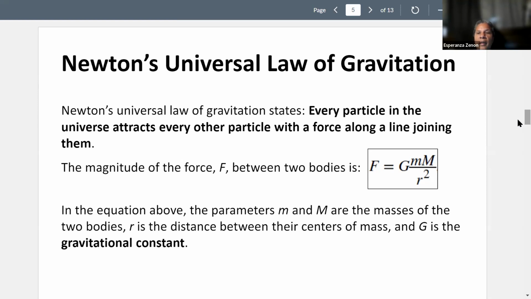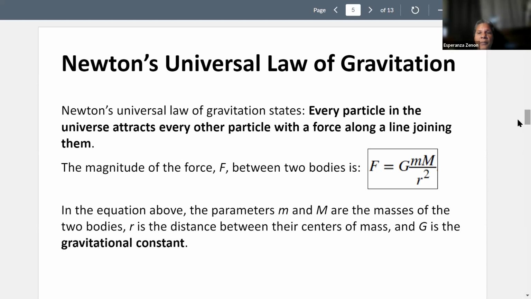So we'll look at the value of big G here momentarily, but this formula is extremely powerful because think about it. It doesn't matter what two objects you choose, as long as you know their masses and how far apart they are, you can figure out how much gravity exists between them. And you can do that for any two objects in the universe.